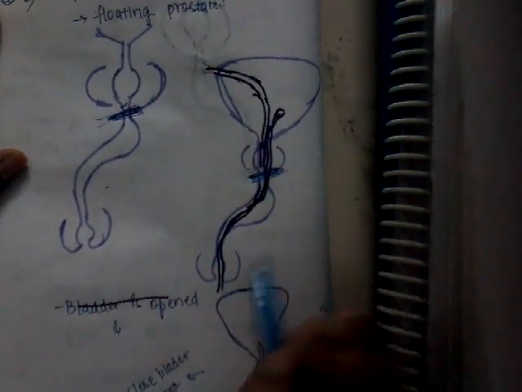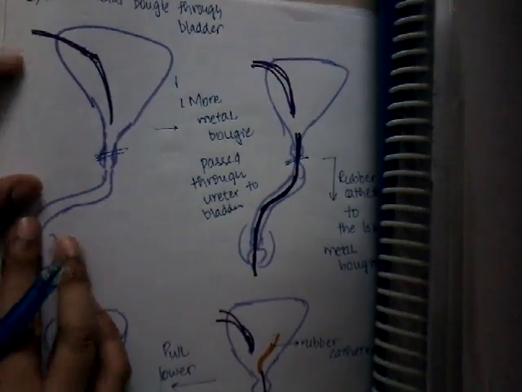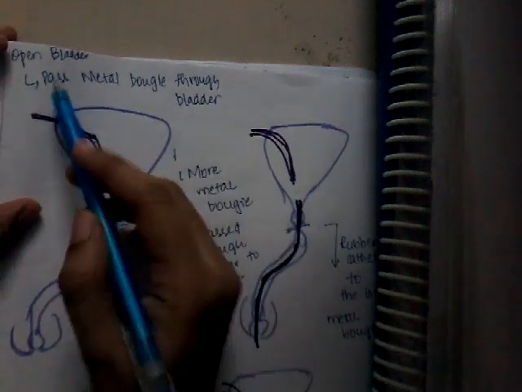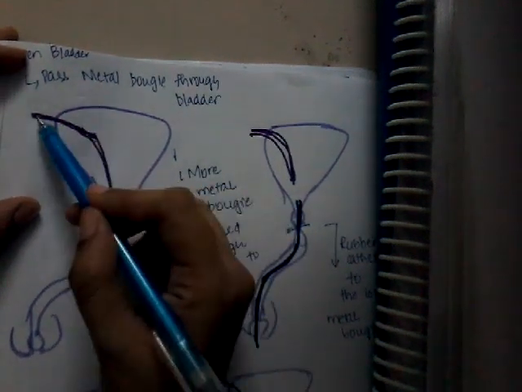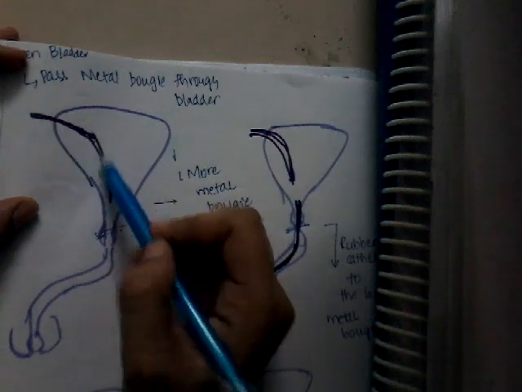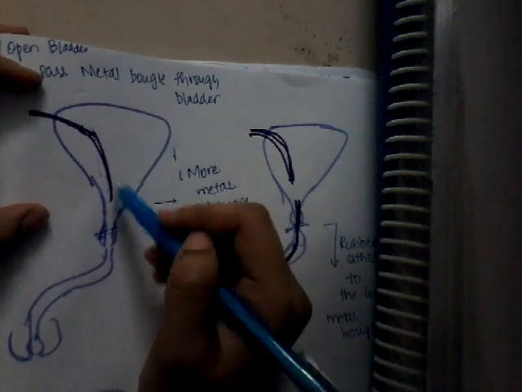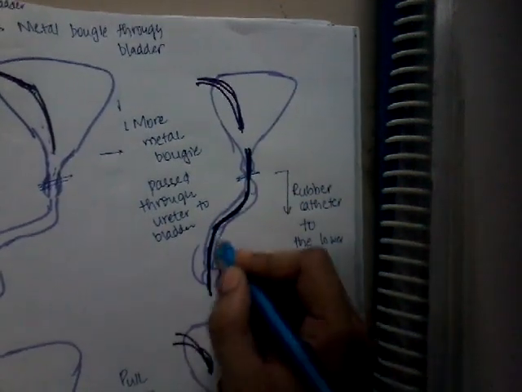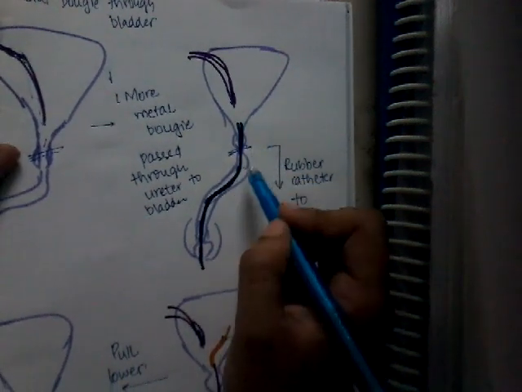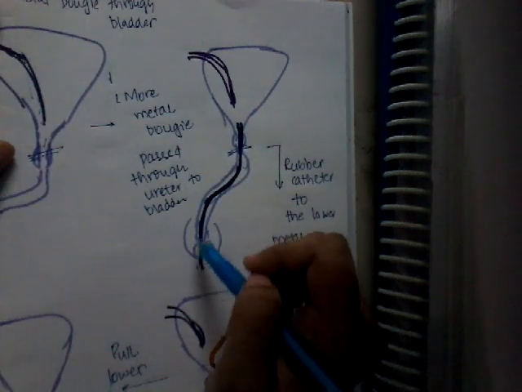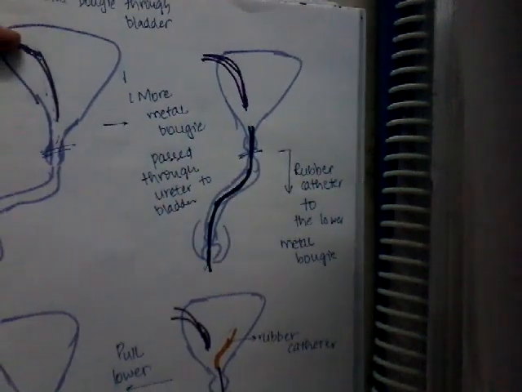Now what do you do? Here there is a transection. I have already drawn it and explained it in my previous class, but here I would like to explain it clearly. First, we will open the bladder and pass a metal bougie through the bladder until it reaches the urethra. Then you pass another metal bougie from below.